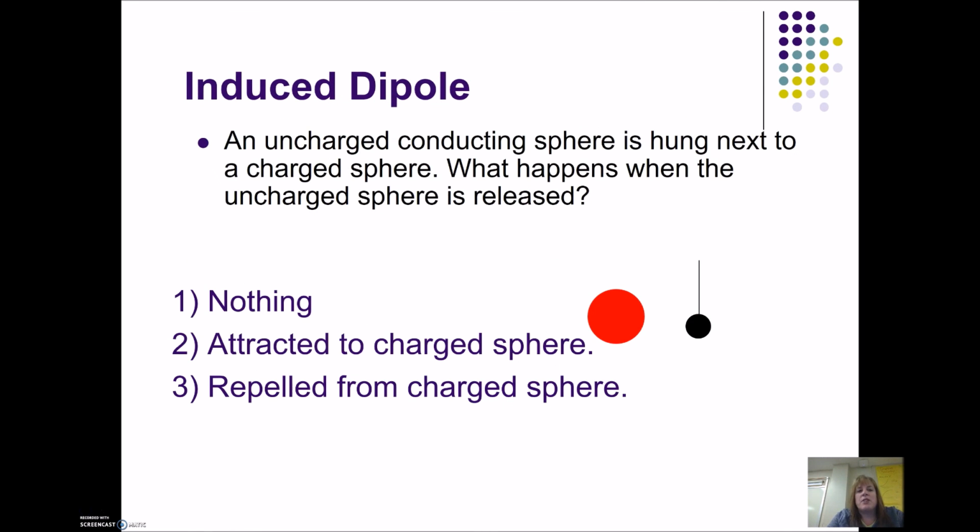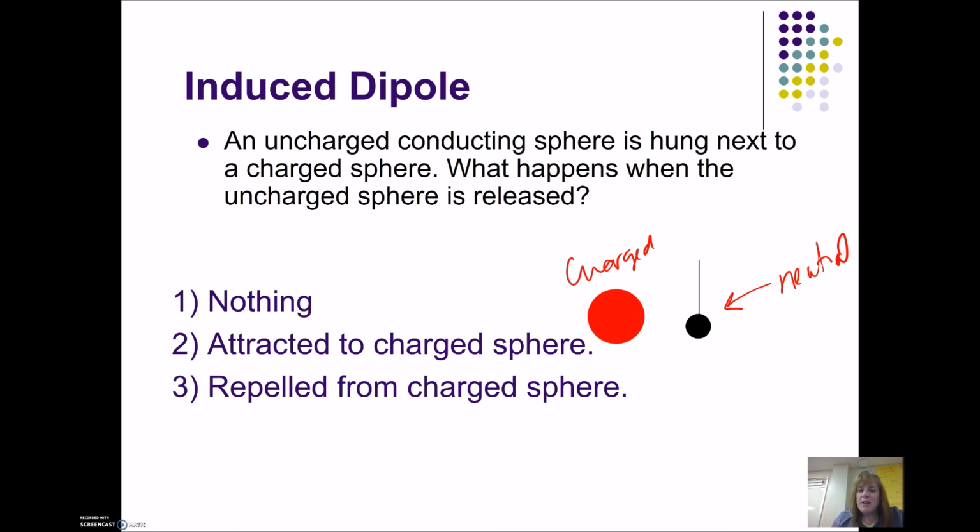All right, one more question. If I have an uncharged conducting sphere and it's hung next to a charged sphere, so let's say this is my neutral sphere and this is my charged sphere. What happens if I release this sphere? So I let it just swing. Will nothing happen? Will it be attracted to the charged sphere, or will it be repelled?